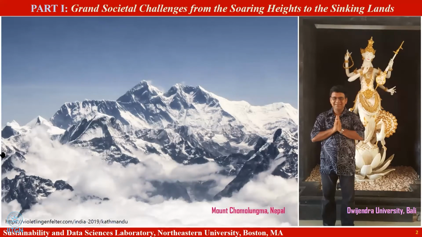And the other picture on the right, that's Goddess Saraswati at Dwijendra University in Bali, Indonesia. Indonesia is facing the brunt of sea level rise and flooding and so on and so forth. Some of you may know that their capital, Jakarta, is shifting. And when we think about Mount Chomolungma, when we think about the Himalayas, I don't need to emphasize to this audience the importance of these on hydrology and climate systems across the world, but especially in some of the most populated regions of the world, including India and the Indian subcontinent.